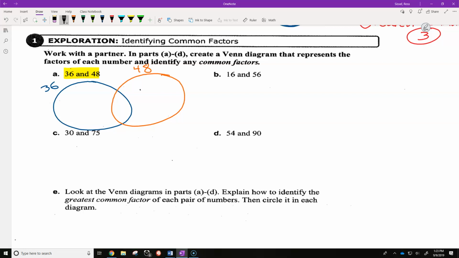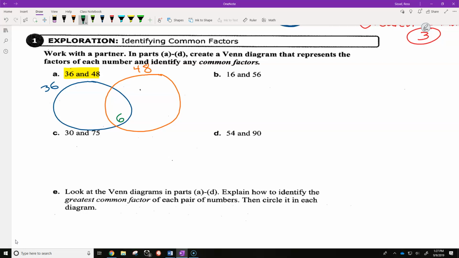Ready. Begin. Alright, so let's do a factor pair. That's how you earn the lead spot. Yes. A factor pair for 36 is 6 and 6. Okay, do they go in just 36, or do they go in both 36 and 48? They go in both. 6 will go in the middle. 6 is a factor of 36 because it's 6 times 6. Sorry, you have to write the 6 once. And it's also a factor of 48.